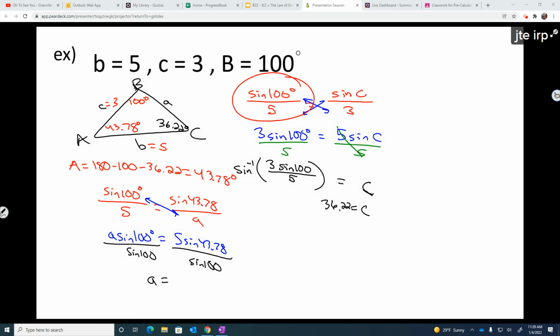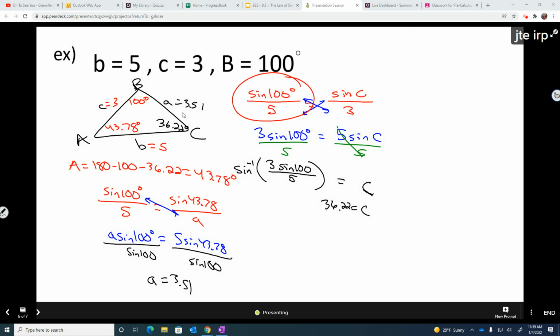I got 5 point, actually 3.5. And it is always a good idea to just check and make sure everything matches up. We got 100, that's opposite of 5, so that's good. And then the smallest one is 36.22, and that's opposite of 3, which is the smallest side. Seems like we're all good.